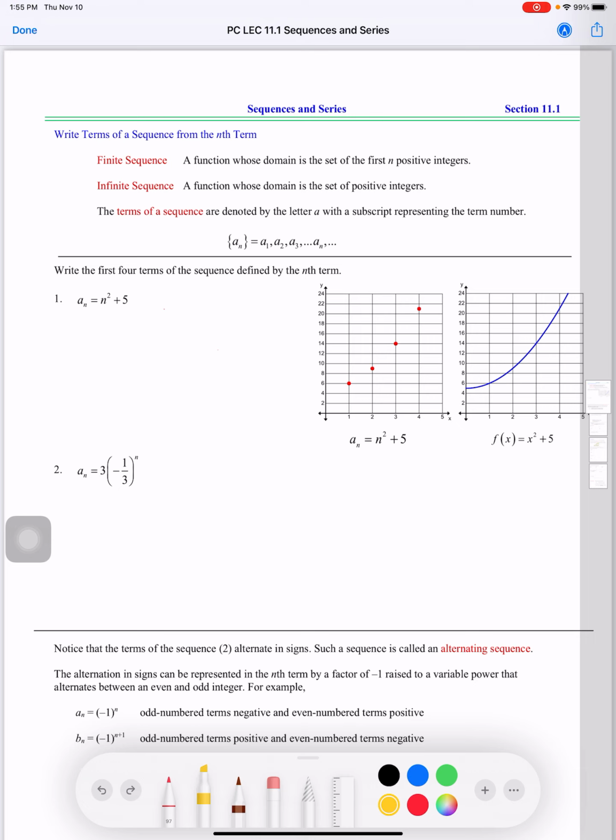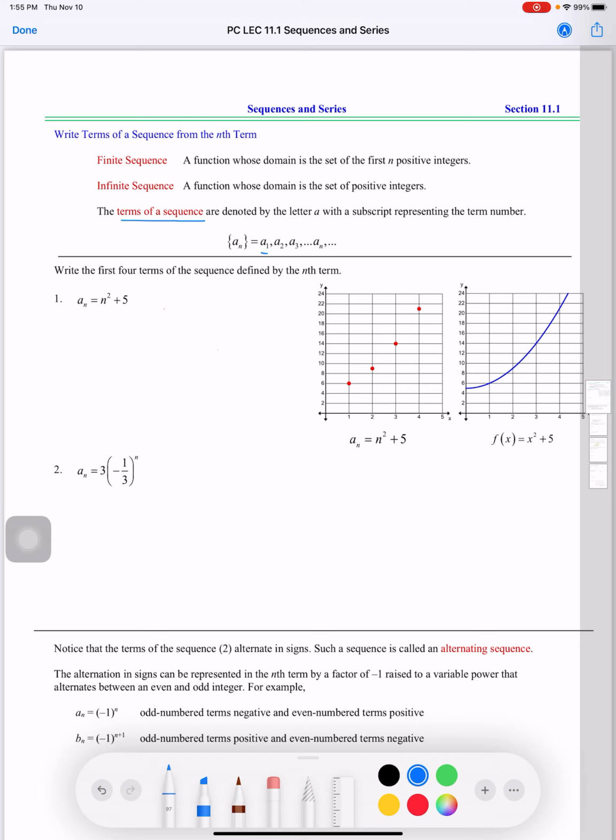Okay, and again, I kind of hit on that last definition there where it talks about the terms of a sequence. So the terms of a sequence are denoted by the letter A with a subscript representing the term number. So we talk about A sub 1, that is the first term in our sequence. A sub 2, that is the second term in our sequence. A sub 3, and so on. So those subscripts tell us the order and the placement of that particular term.